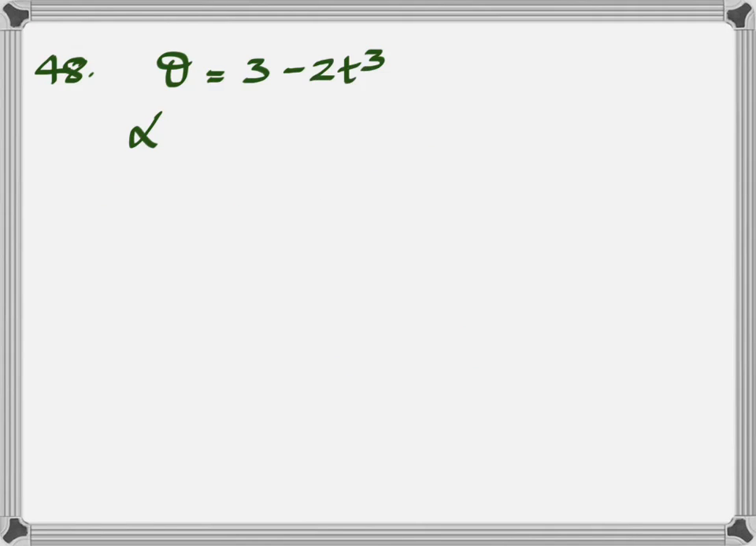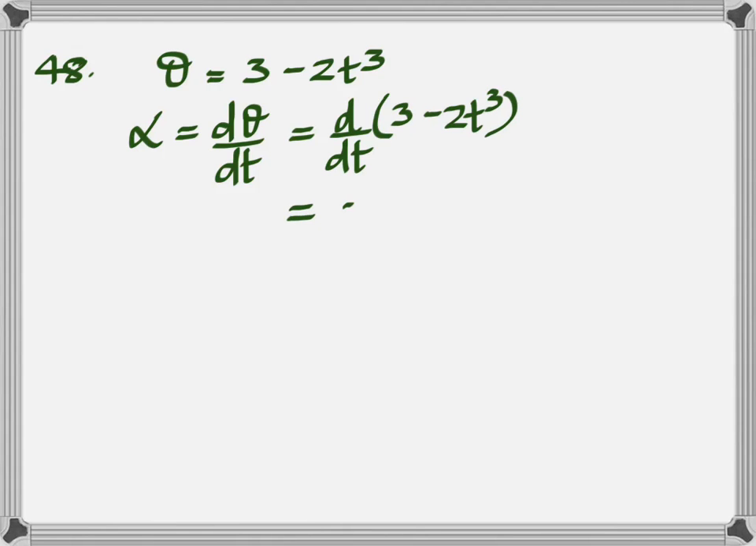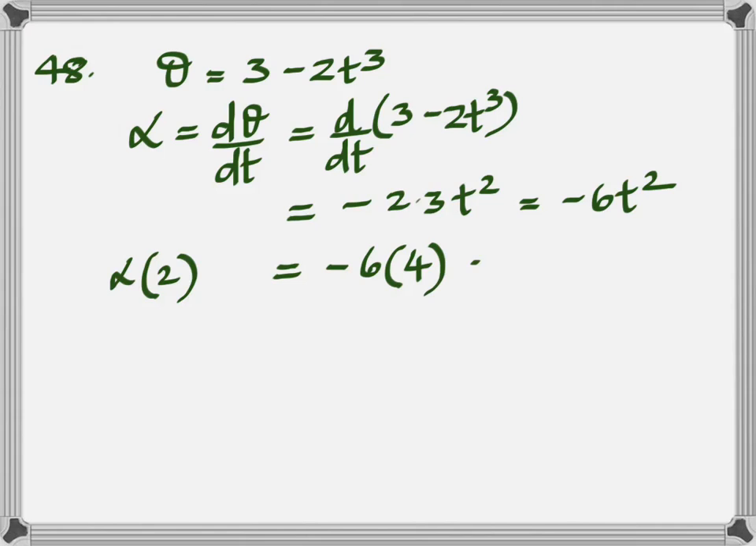Direct question, because you have the angle given, you have to find alpha, which is the angular acceleration, which is d theta by dt. Just take the differential of that and plug in t as 2 seconds. You have the answer as negative 24 radian per second squared. That's the unit.